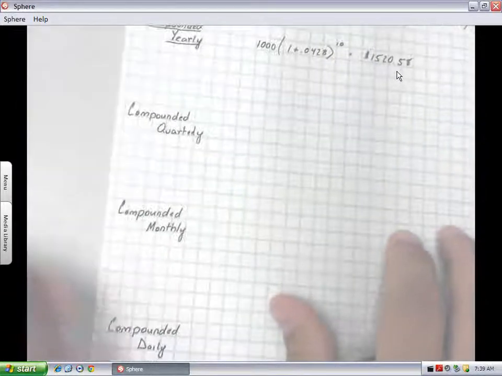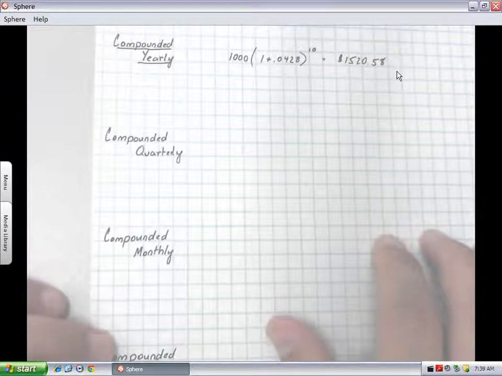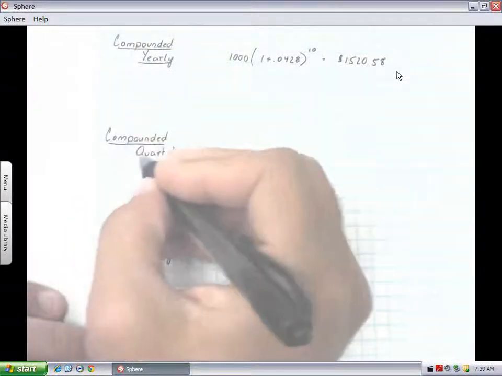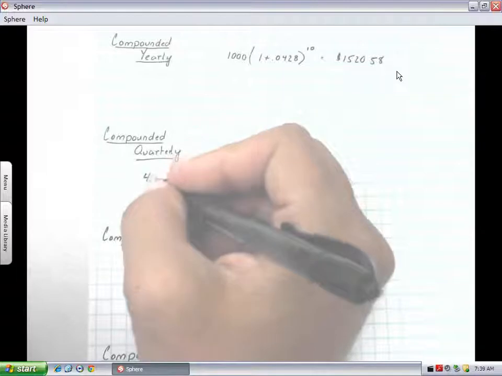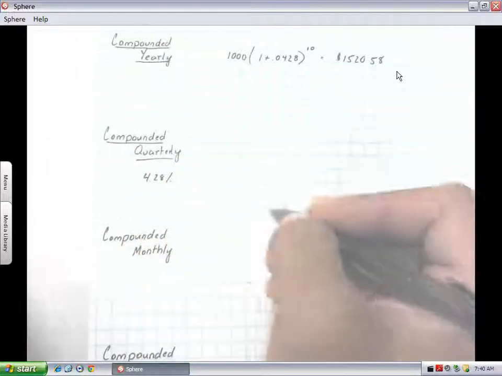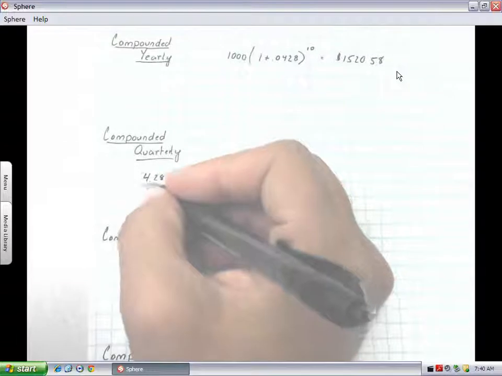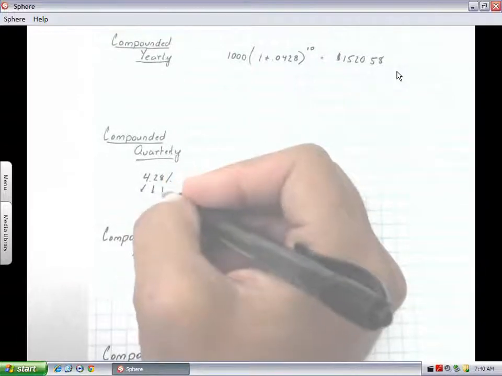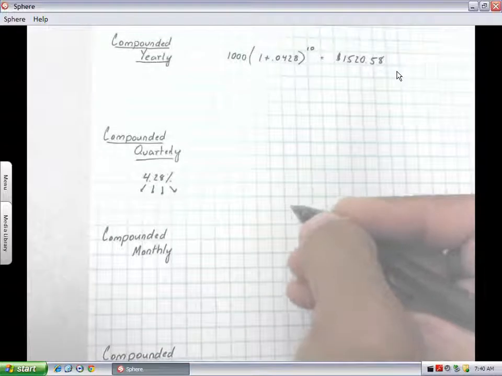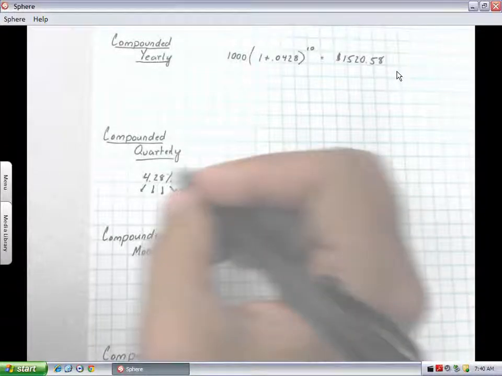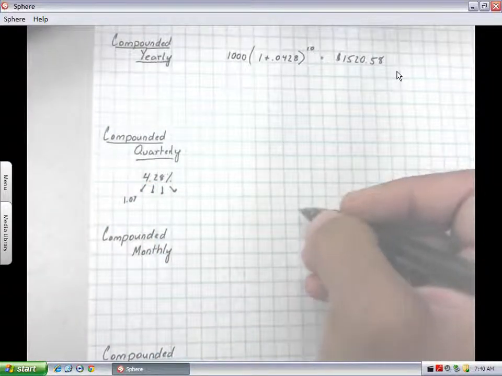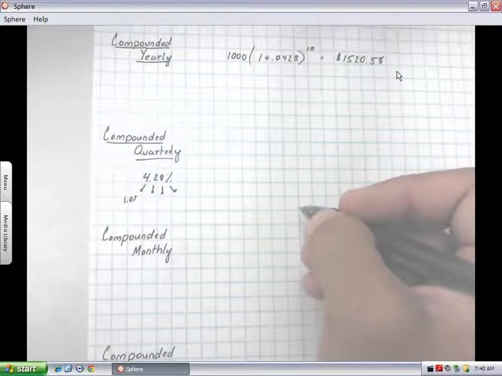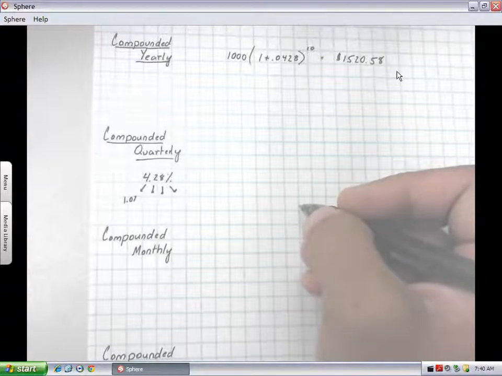Now, let's say that instead my interest is compounded quarterly. What does that mean exactly? That means I'm still going to get that 4.28% annual interest, but it's going to be broken up into 4 equal pieces. And 4 times over the course of the year, I'm going to get 4.28 divided by 4, 1.07% interest. So for the whole year, I'll still end up with the 4.28%, but it's going to be compounded 4 times that year, and each time it's compounded, I'm going to get 1.07%.